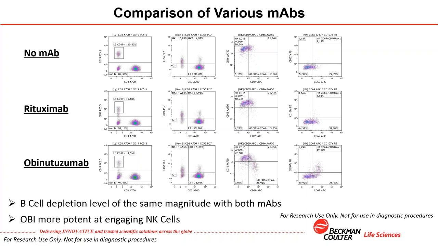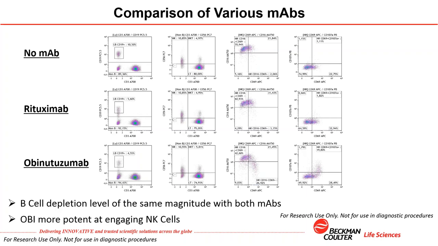And this is actually in agreement with the literature, because obinutuzumab is a glyco-engineered antibody with an afucosylated Fc portion, which presents the ability to engage NK cells of a donor, no matter what their CD16 genotype would be. While in the case of rituximab, you may have a difference in the ability of the antibody to engage NK cells as a function of the CD16 genotype. And this is well illustrated in that case.